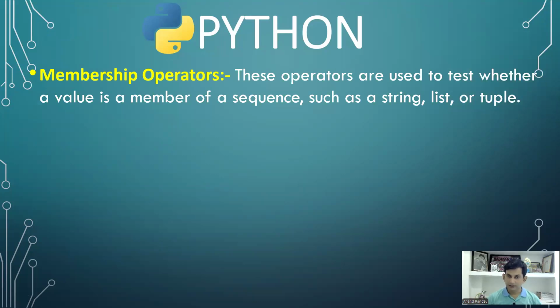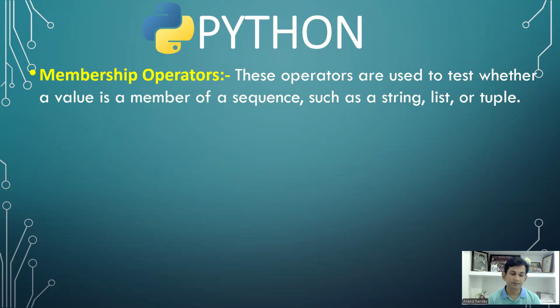You can see the definition I have written on the screen. These operators are used to test whether a value is a member of a sequence. Sequence means string, list, or tuple. The common sequences in Python are string, list, and tuples. Here I'm going to discuss these two operators. Python has two membership operators.